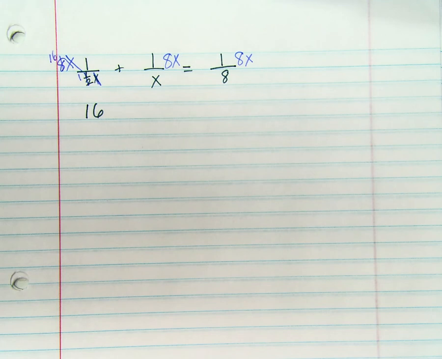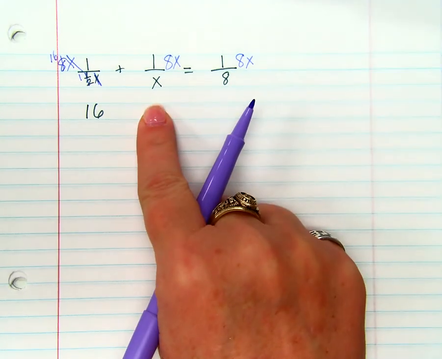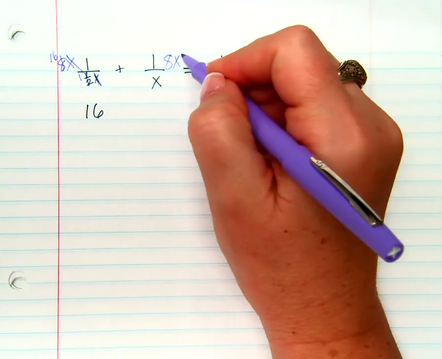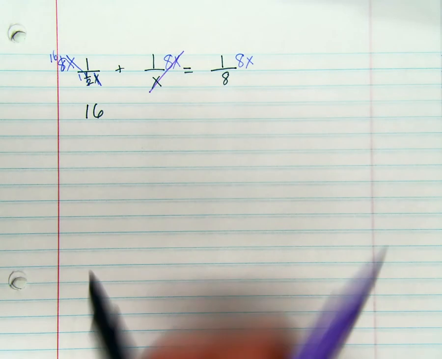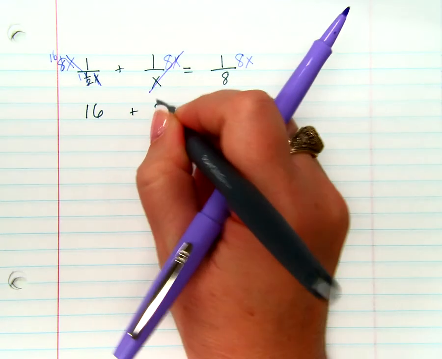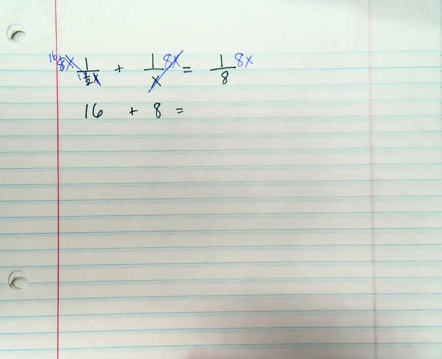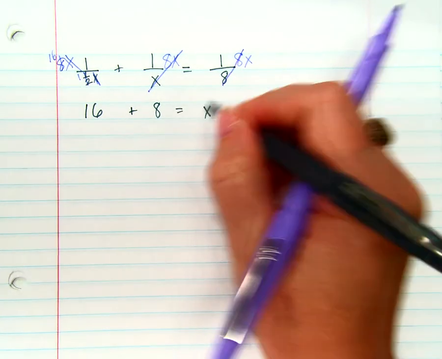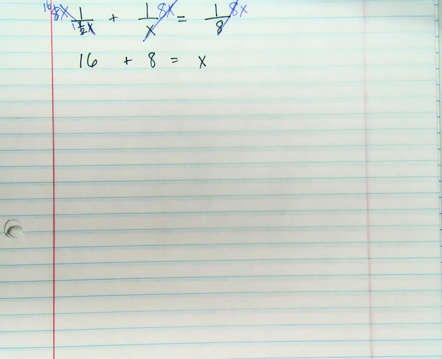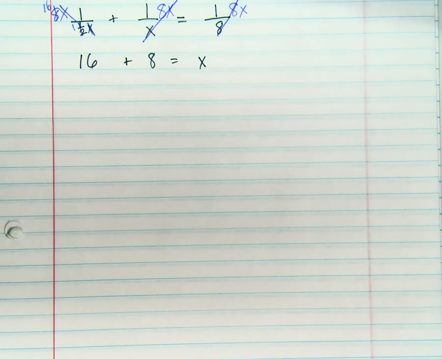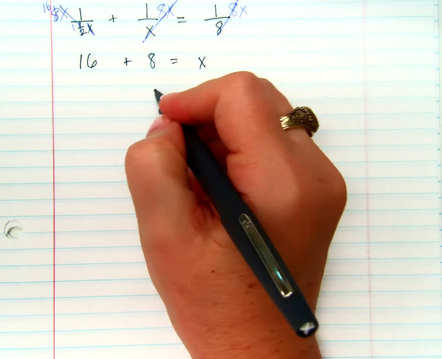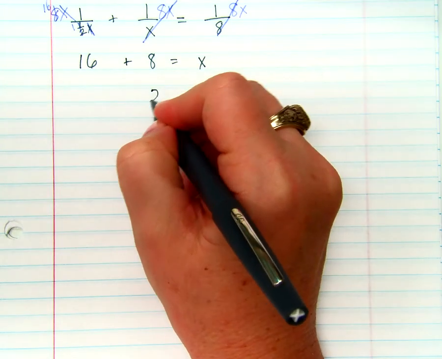Okay? What happens in the second fraction here? X is simplified to 1. And what's left? 8. And what happens in the last part? 8 simplifies to 1. And what's left? X. Well, on a scale of easy to hard, this is pretty easy now, right? 16 plus 8 is what? 24.